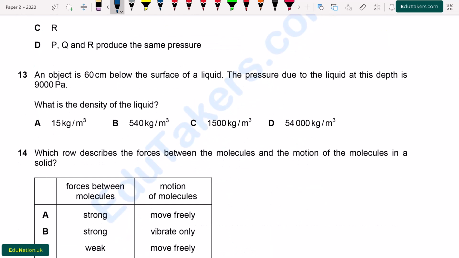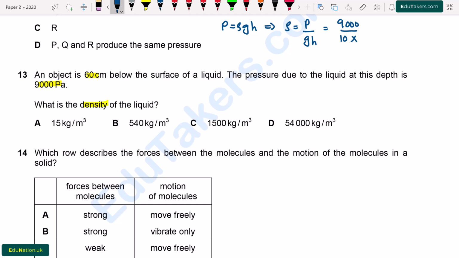Question number 13. An object is 60 cm below the surface of the liquid. The pressure due to the liquid at this depth is 9000 Pascal. What is the density of the liquid? So here we have to find out the density. I use here the formula of pressure. P is equal to rho g h. From here, density is equal to P over g h. Pressure is given 9000 divided by the value of g which is 10, multiplied by height.